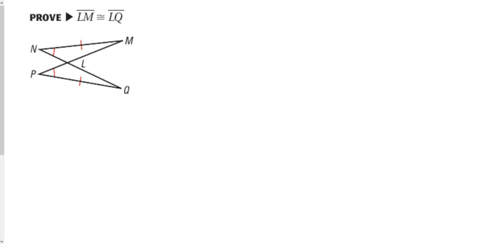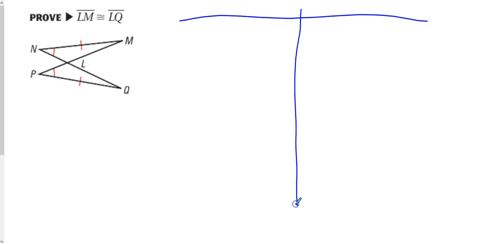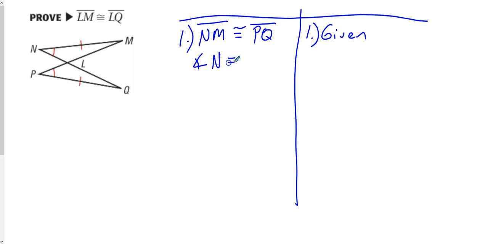So now this one is a lot the same. Why don't you pause the video and see if you can complete this on your own. Okay, welcome back. So what you should have started out, first step is always going to be given. So what did they give us in the triangle? Well, they told us that NM was congruent to PQ. And they also told us that angle N was congruent to angle P. So they gave us 2 bits of information.